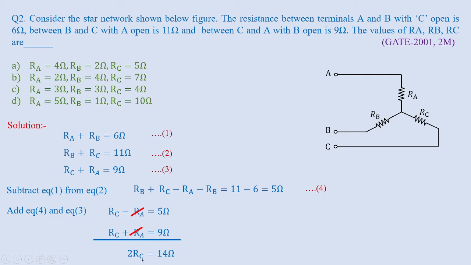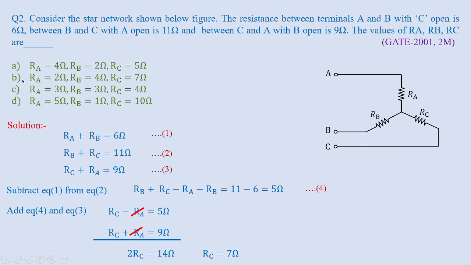So when I take the addition, this Ra will get cancelled out. I'll get 2Rc equal to 14. In fact, Rc would be equivalent to 7. Now when you look into the options, the Rc value we got, 7 ohms, is in option B. So directly you can go with option B as the right answer.